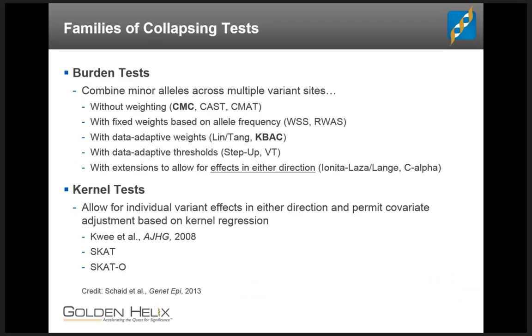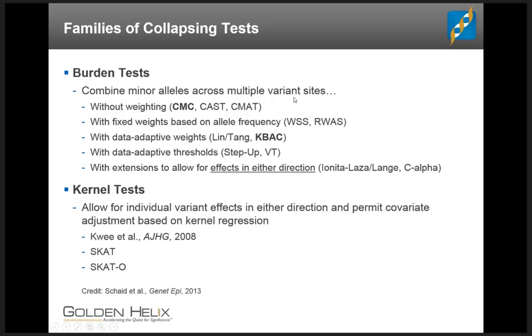So there are two major families of collapsing tests. When you look at how this slide is organized, it's approximately in chronological order, with some of the earliest methods at the top. Burden tests, which are perhaps the simpler of the families, tend to combine minor alleles across multiple variant sites, usually within a gene. But some of the earlier tests did this without doing any weighting. It was really just a straight up, let's find out how many minor alleles are in cases, how many are in controls. Some of the methods for doing that are CMC, CAST, CMAT, you might have heard of some of these.